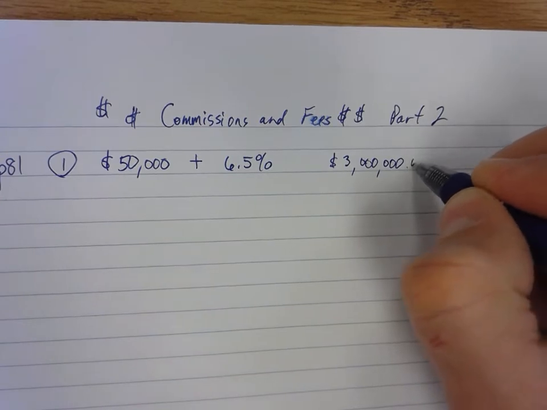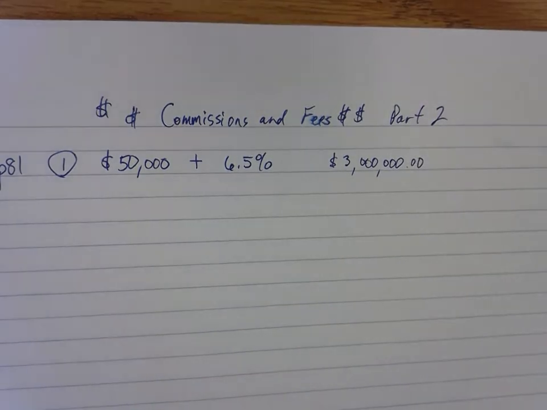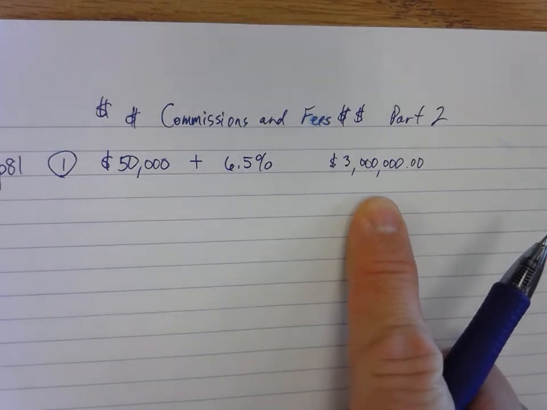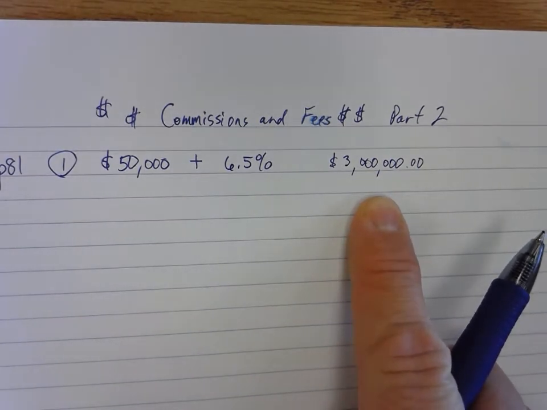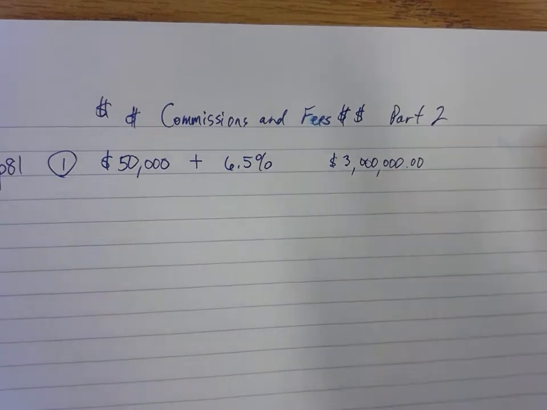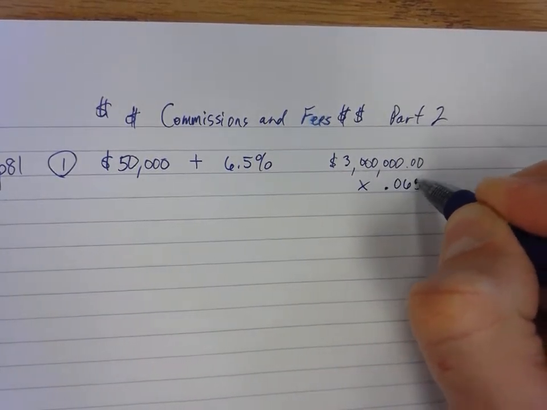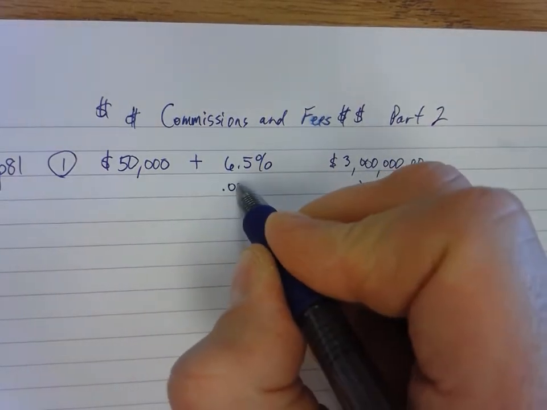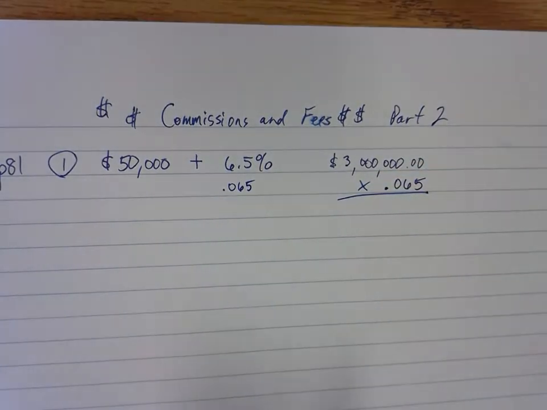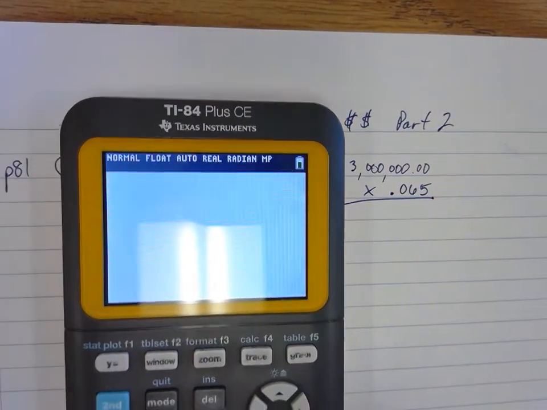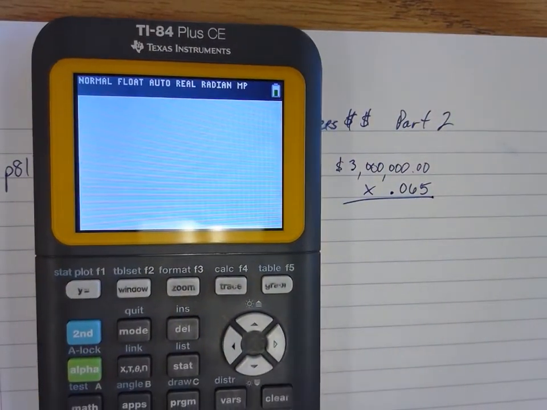$3 million in sales. Now, of course, when Anna sells that $3 million worth of computer software, she does not get to keep all $3 million. She only gets to keep 6.5%. So we're going to go ahead and change that to the decimal. Like that, 0.065. Alright, so today I'm going to use my other calculator. I think I used the blue one in the last video, so we'll switch over to this one so you can see a little bit better.